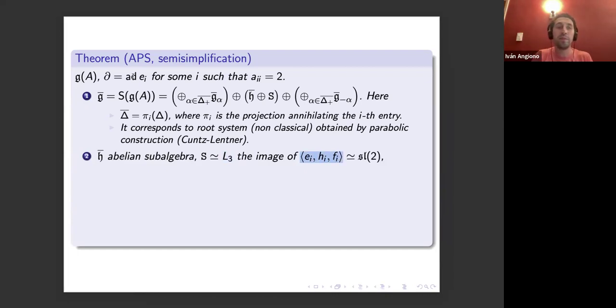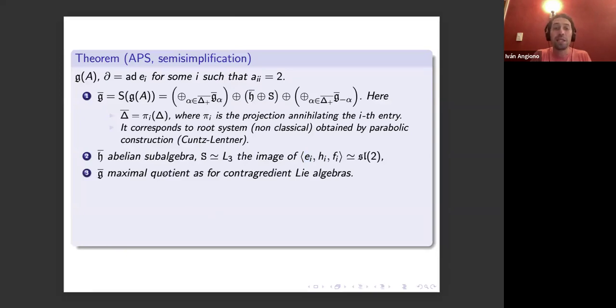Recall that we are semi-simplifying by the adjoint action of EI. So this is what you move to degree 0. So as far as you move EI to degree 0, the ith component is not so important. So you can understand why you project in the ith component, because it should become in some sense 0 for the degree.